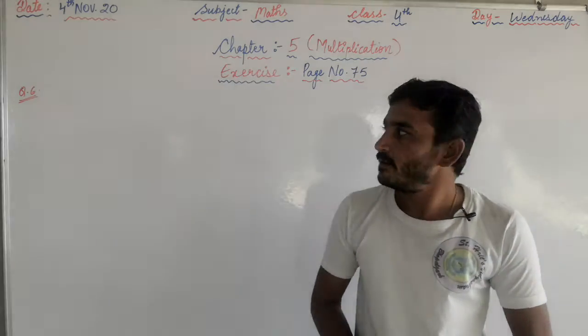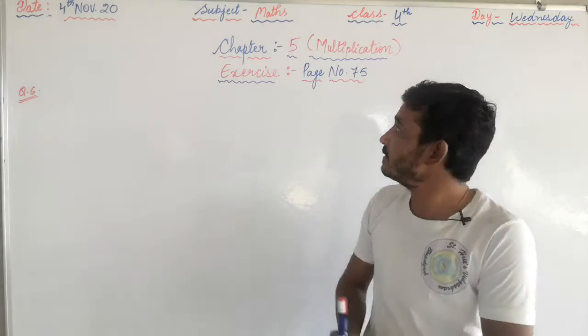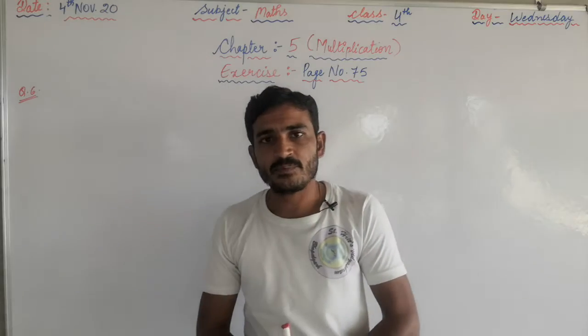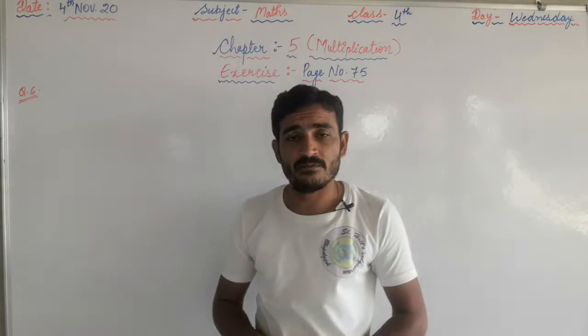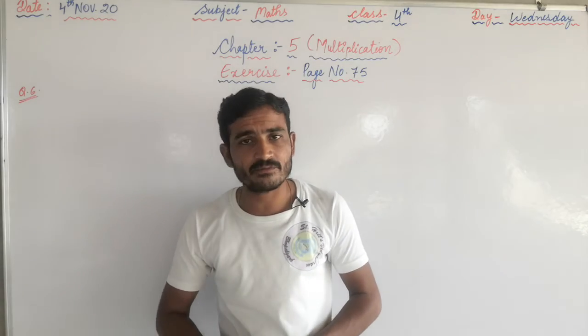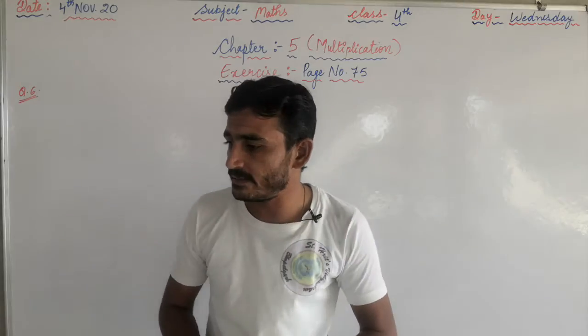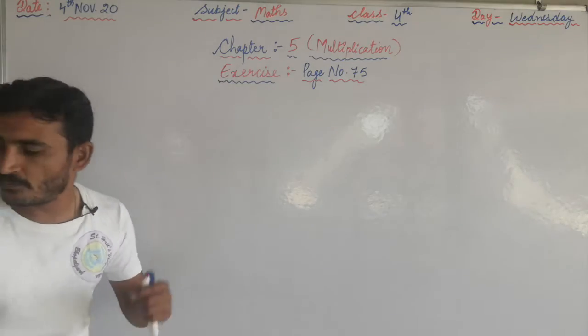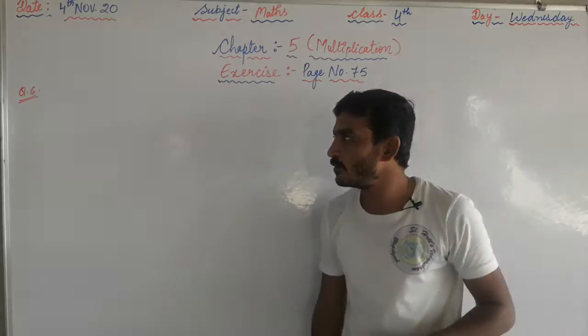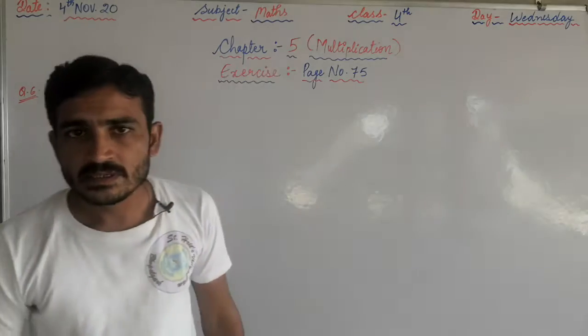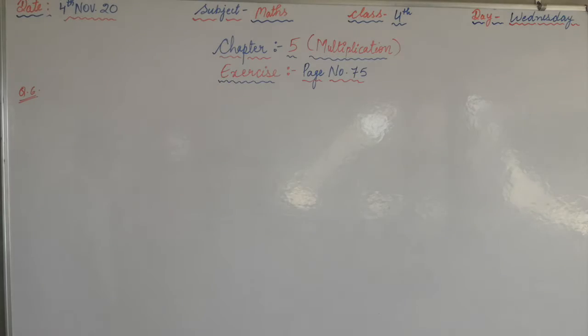Okay, beta. Here we are in chapter number 5, that is multiplication. In this chapter, we are in the exercise on page number 75. So, what you have to do? Open page number 75 in your book. In this exercise, questions up to number 5 we have already completed in our previous lecture. Now, for this lecture, we are going to start question number 6. So, are you ready for that?